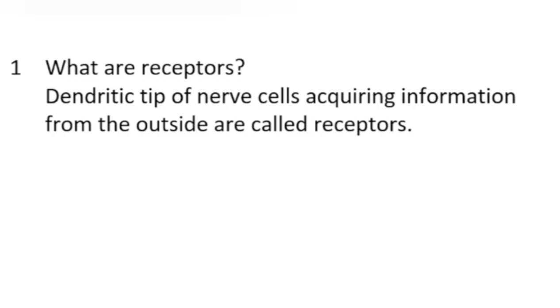What are receptors? Receptors are the dendritic tip of nerve cells acquiring information from the outside. You know that the neuron has got three parts, mainly the cell body, which has got small extensions called dendrites and a long extension called axon. Of these, dendrites are responsible for receiving information from outside, so they are called receptors.